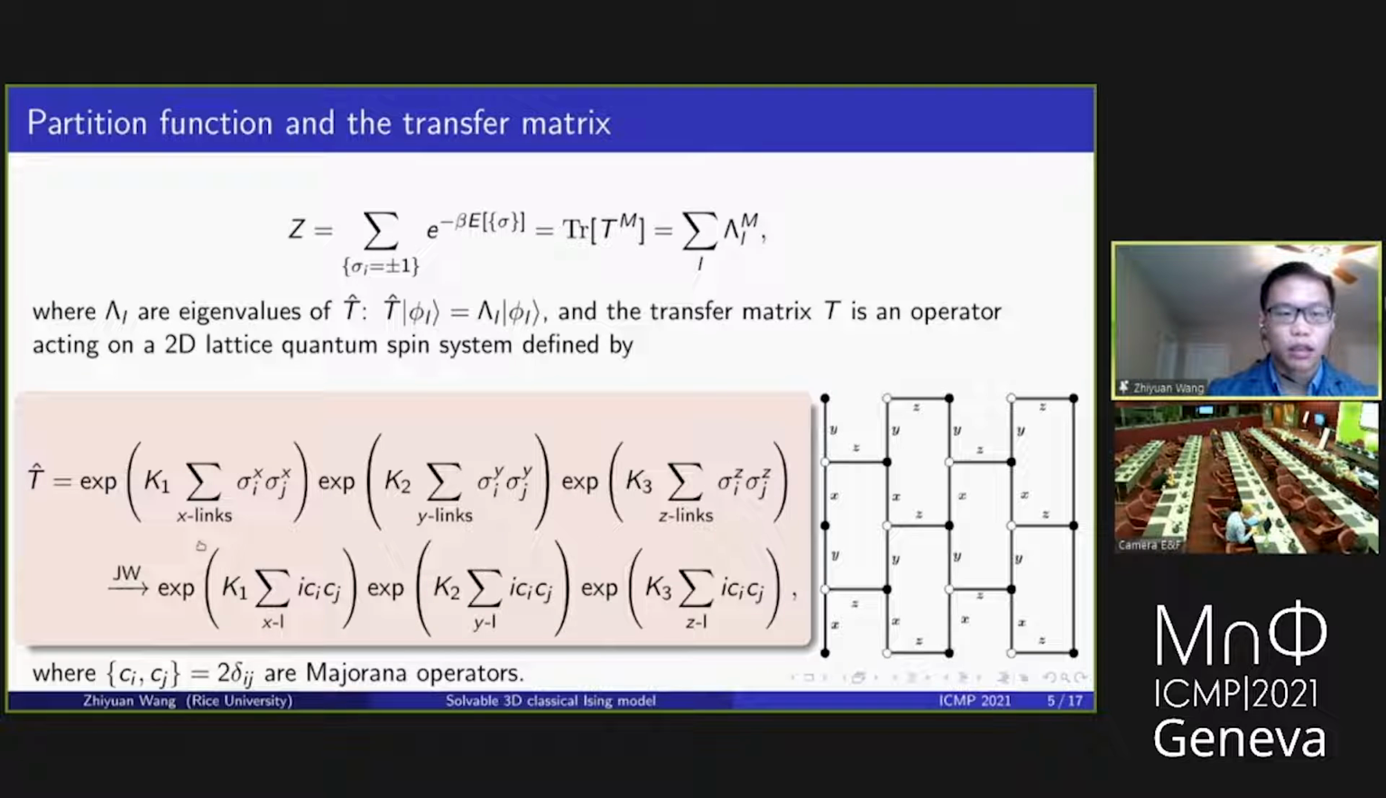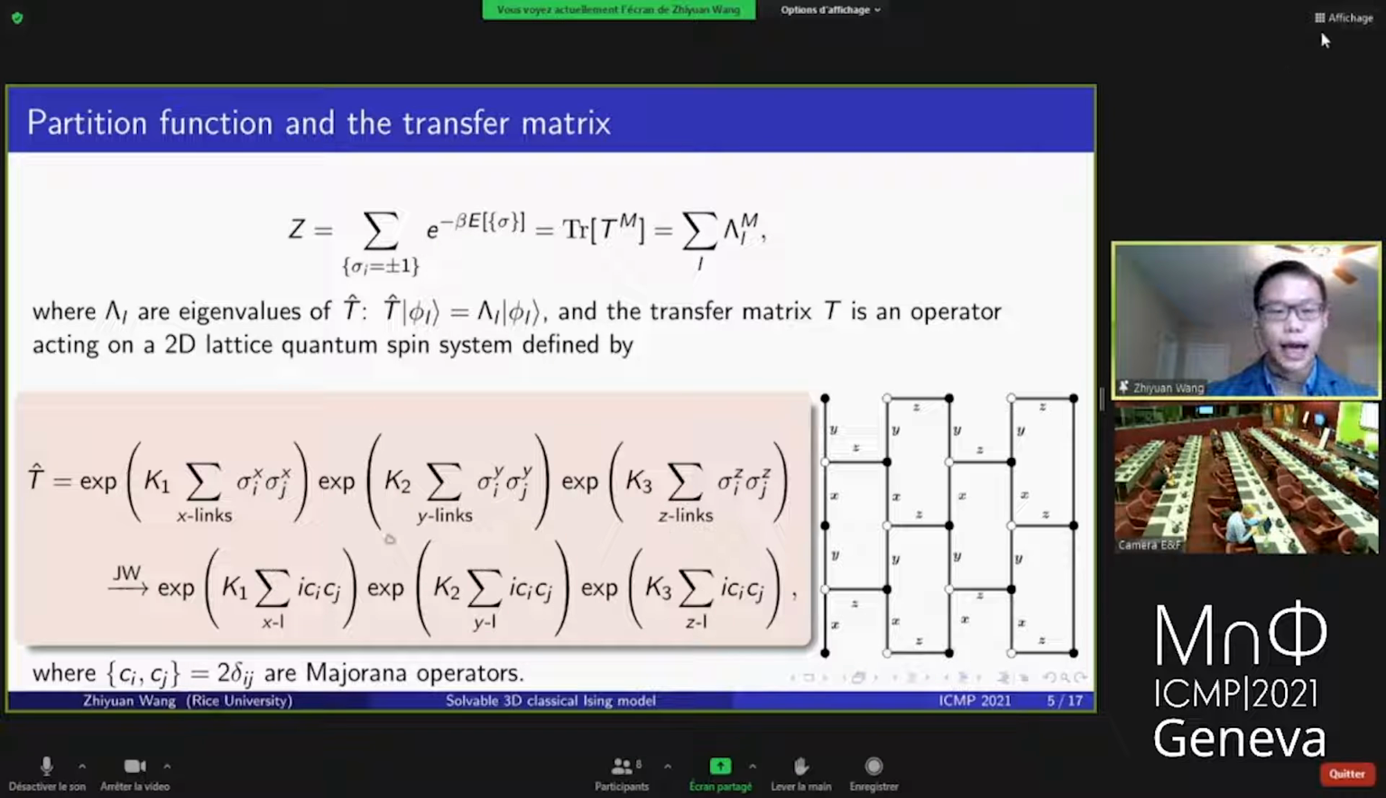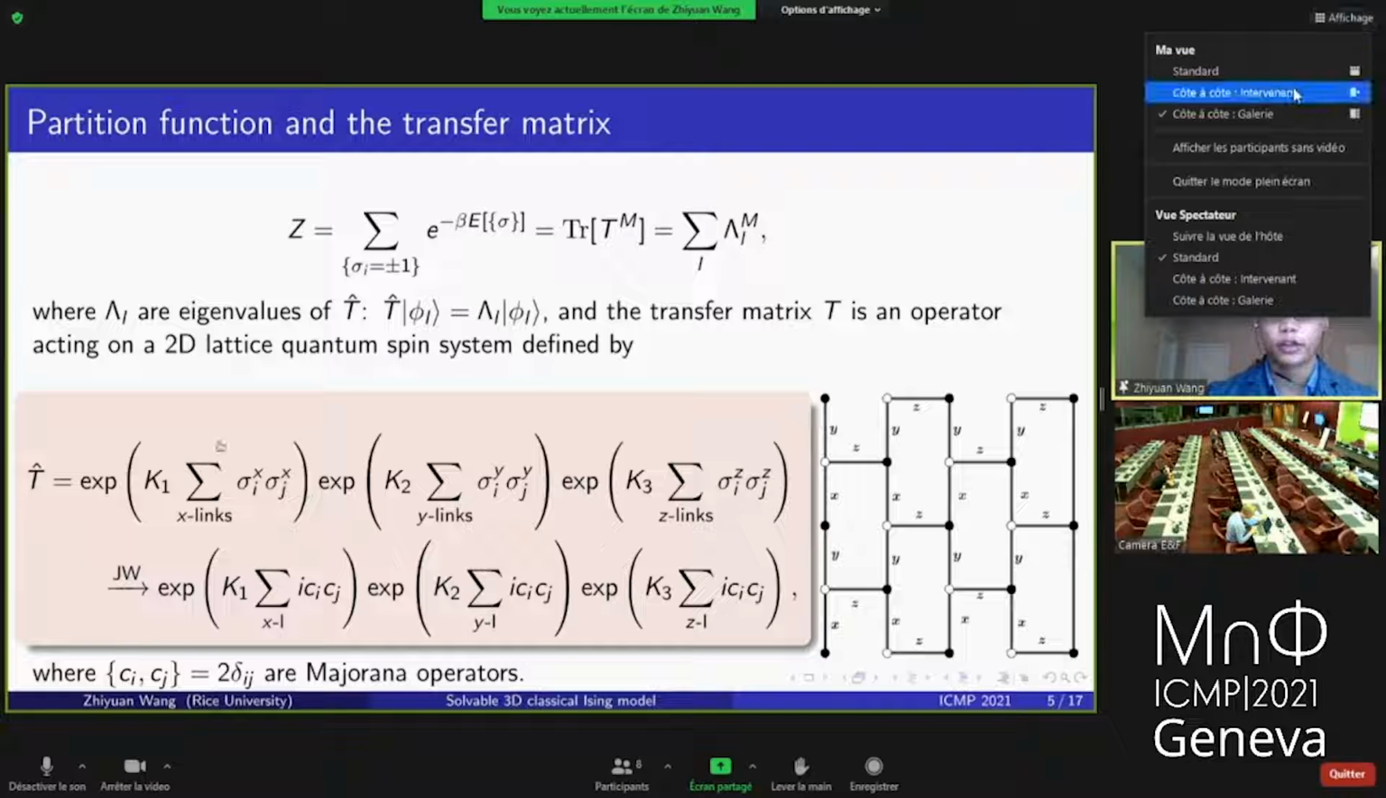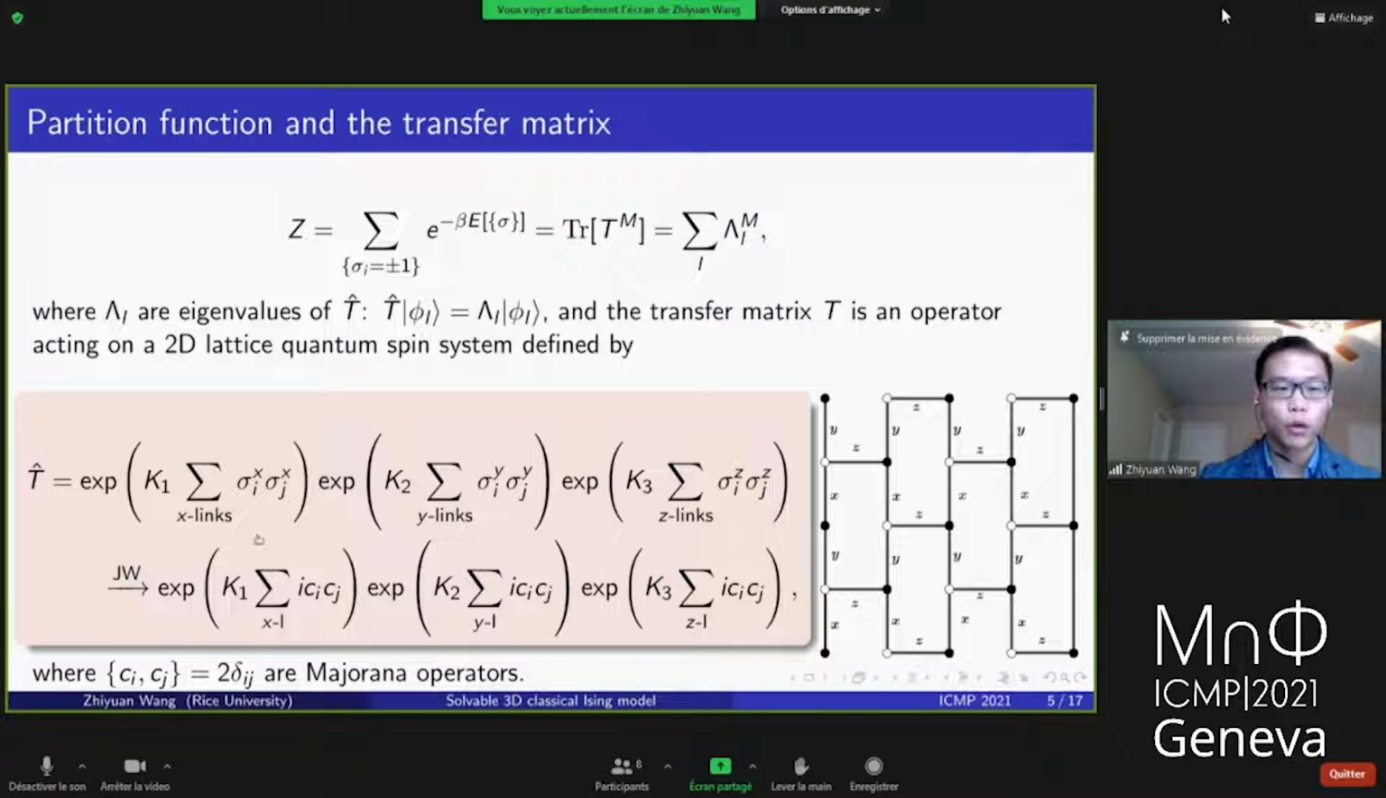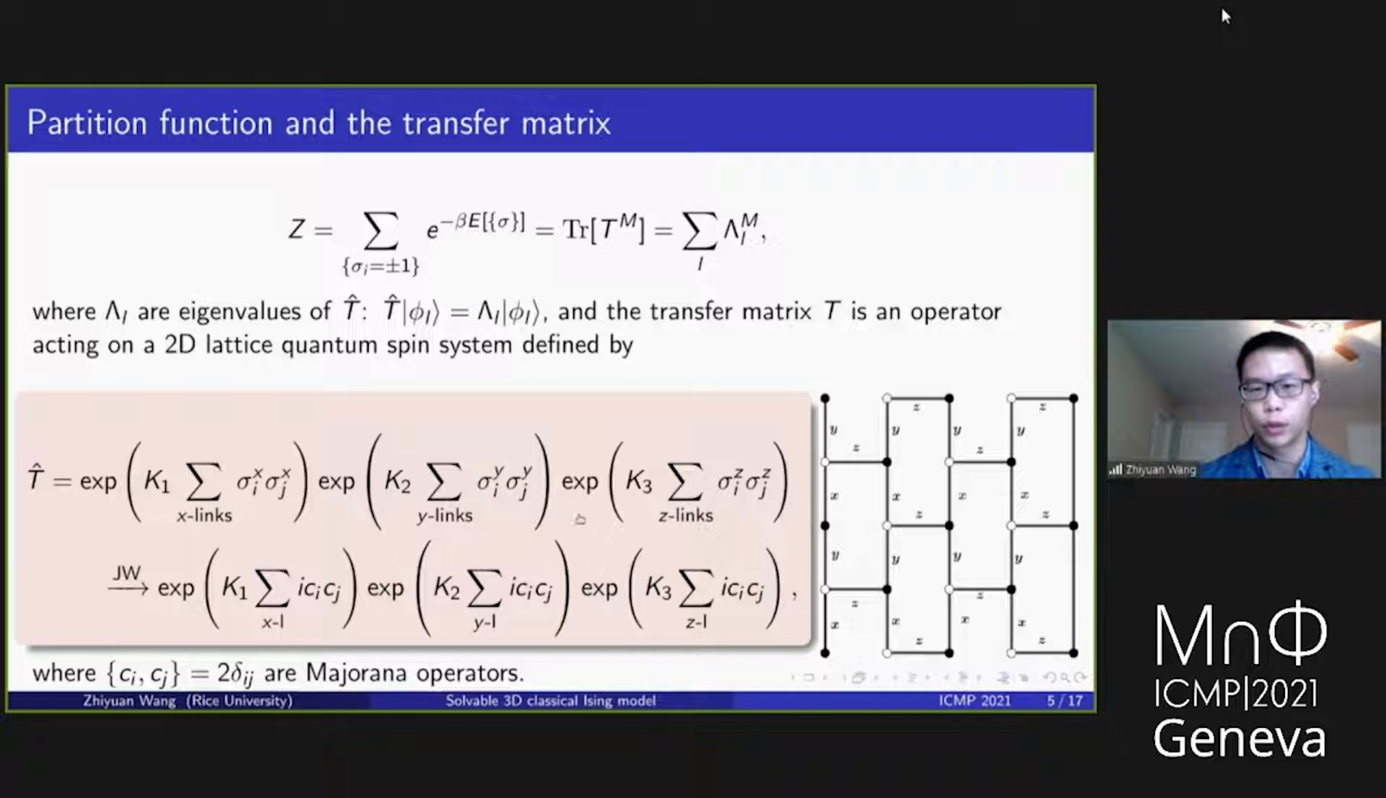And this structure clearly reminds us of Kitaev's honeycomb model. The difference here is that in Kitaev's model, the Hamiltonian is equal to the sum of these three terms. Well, in our model, the transfer matrix is equal to the product of the exponentials of these three terms. Despite this difference, the Jordan-Wigner transformation still works, which maps the spin-spin interactions into Majorana fermion bilinears. So the next step is to solve the eigenvalues of this free fermion transfer matrix.